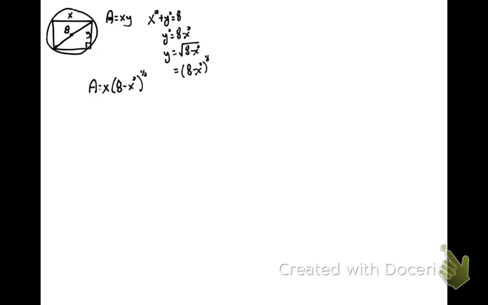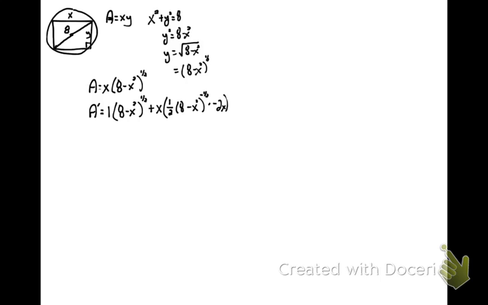The derivative of this, by the product rule, I'll have the derivative of the first, which is 1 times 8 minus x squared to the 1/2 power, plus the first function times the derivative of the second. I'll need to use the chain rule here. So the derivative of the second is 1/2 times 8 minus x squared to the negative 1/2, times the derivative of the inside, which is negative 2x.